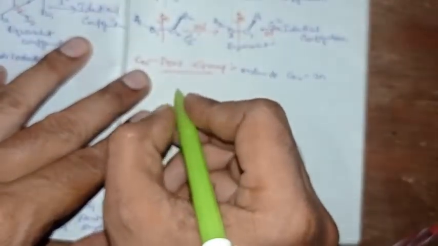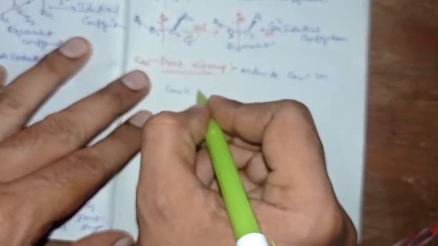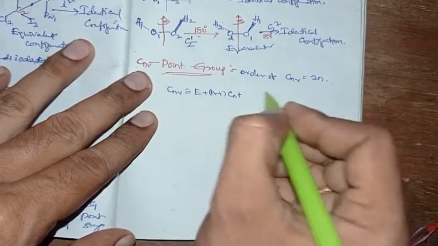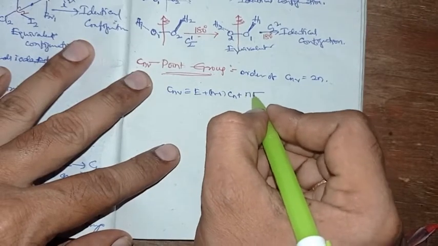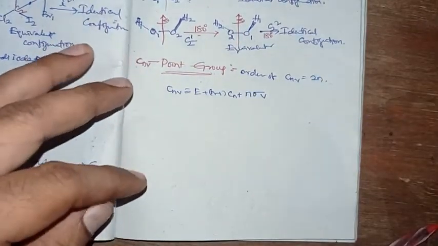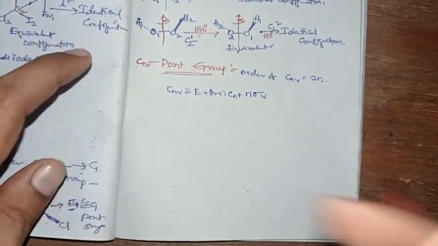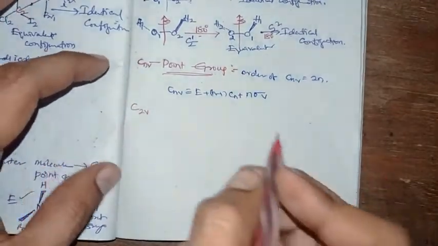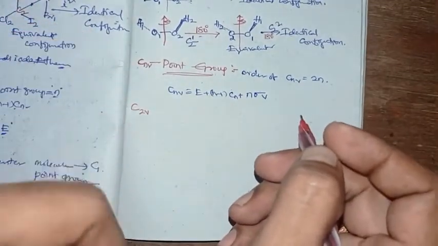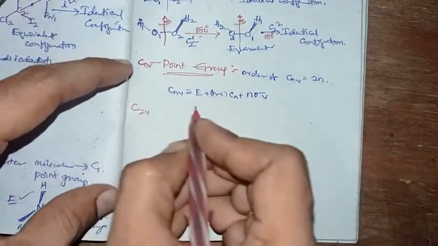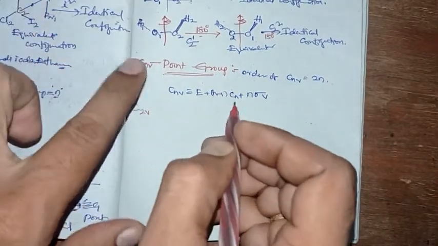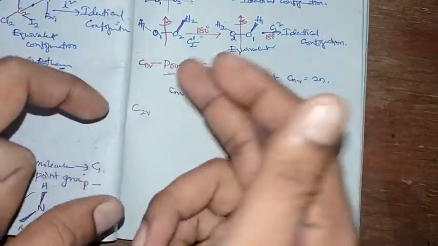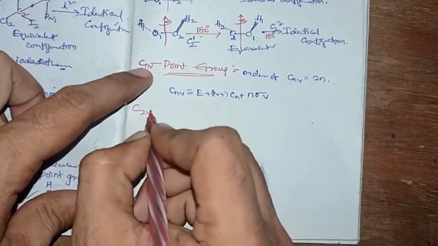2n elements will be there, and thus 2n is E plus n minus 1 number of Cn's plus n number of sigma v's. That's how it has 2n number of elements. Specifically we will go with C2v, C3v, like that. Why we are not going with C1v is that C1v is similar to the Cs point group, so we go directly with the C2v point group.